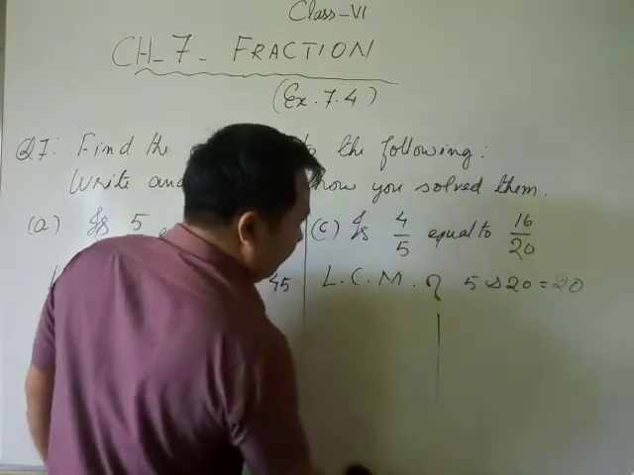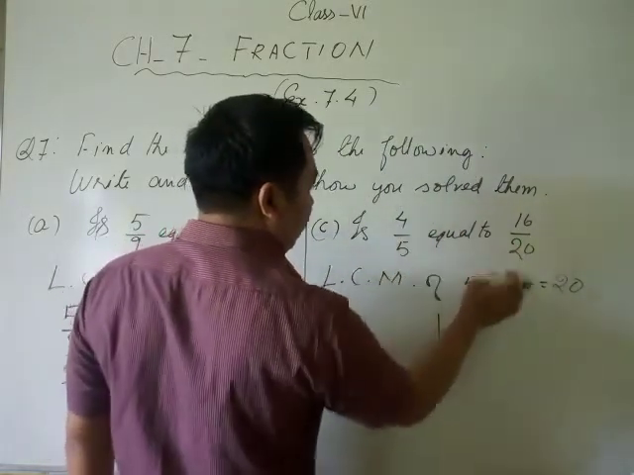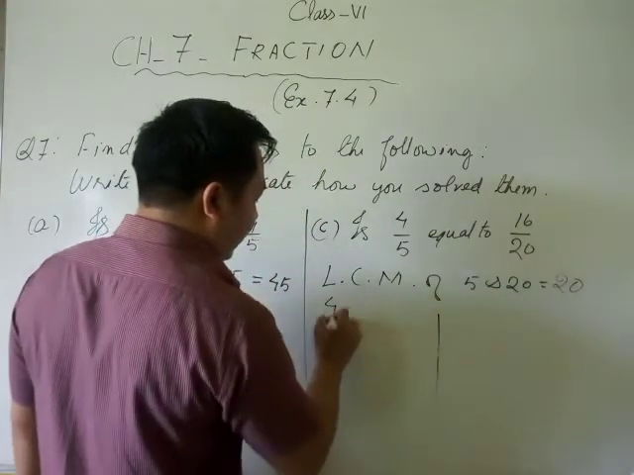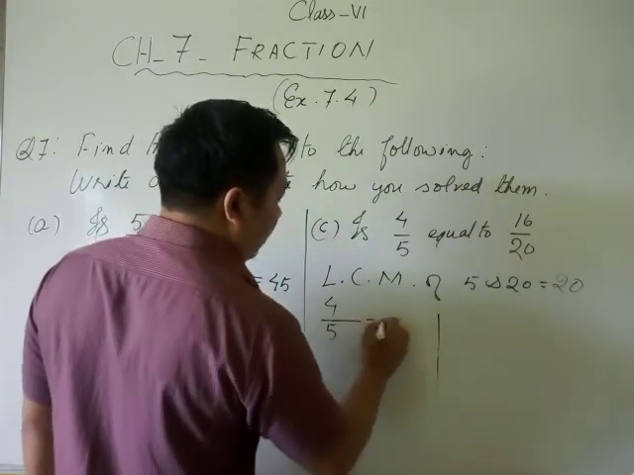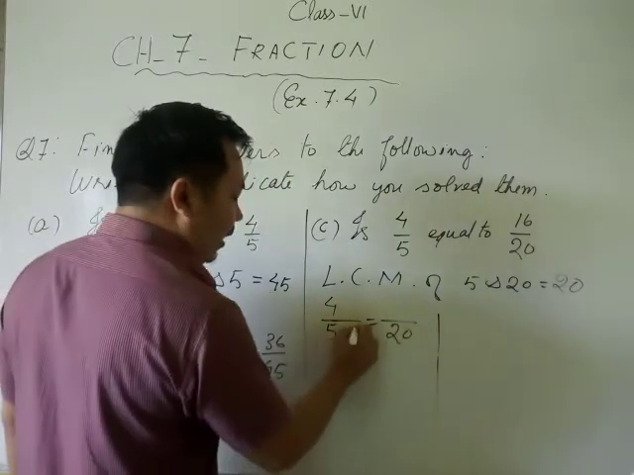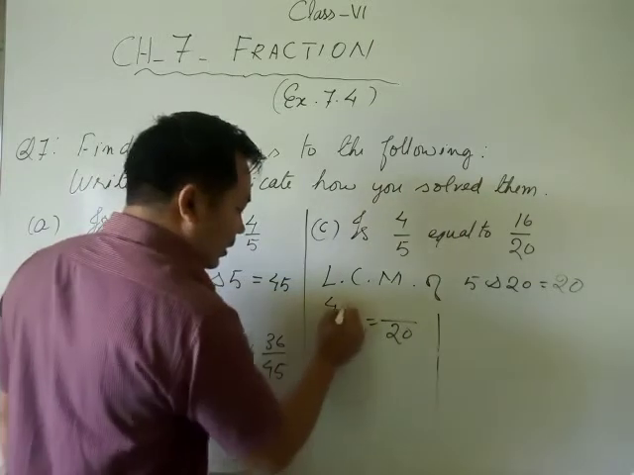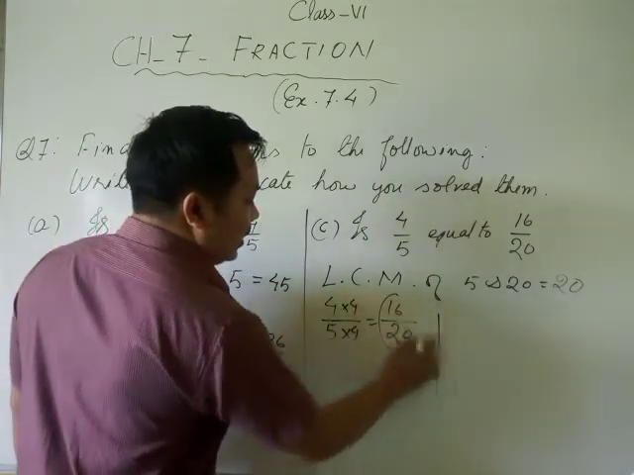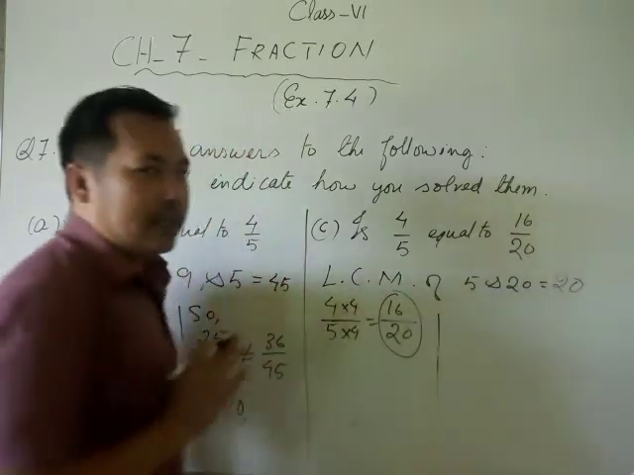Now we'll take the LCM of the denominators 5 and 20. The LCM of 5 and 20 is 20. Okay, clear? Then the first fraction, 4 by 5, we are going to convert into a fraction having denominator 20, isn't it? And we have to multiply here by 4. Same way we multiply 4 here, then 4 fours are 16. So you can see that 16 by 20 is still the same value.